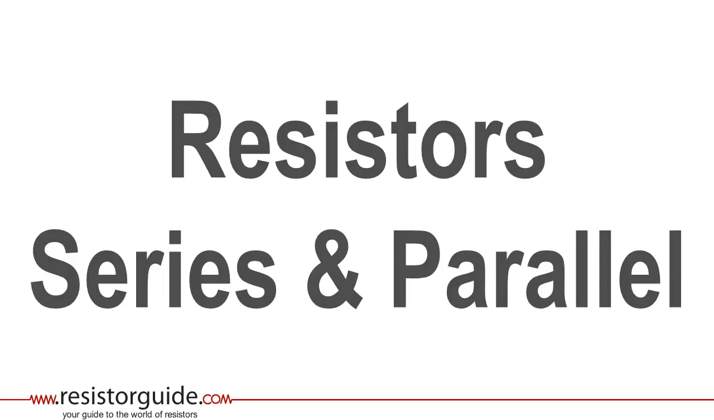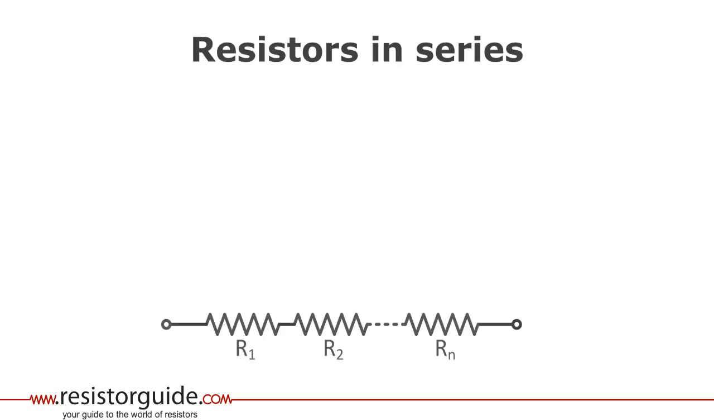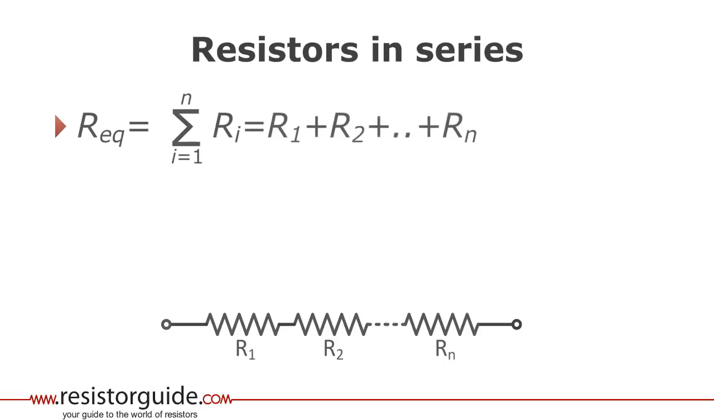In this video you will learn how to solve a resistor network with resistors in parallel and in series. When resistors are connected in series, as you can see in the drawing below, you can calculate the equivalent resistance by adding up all the individual resistance values. Mathematically it's written this way.